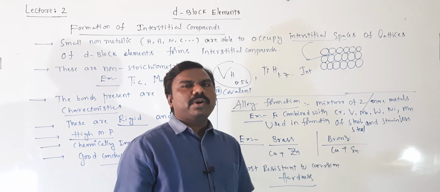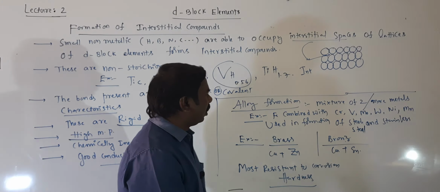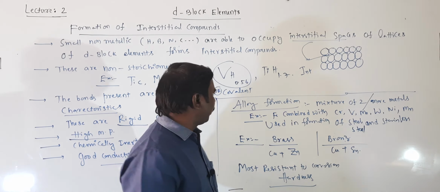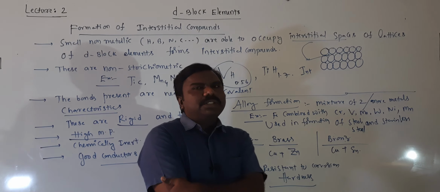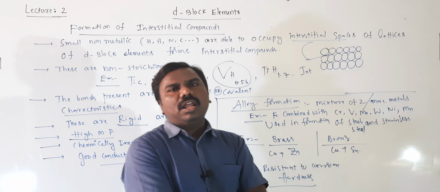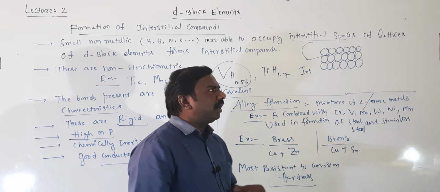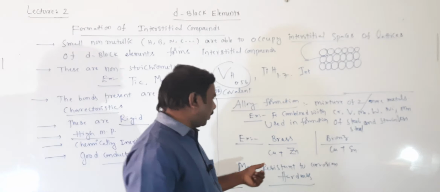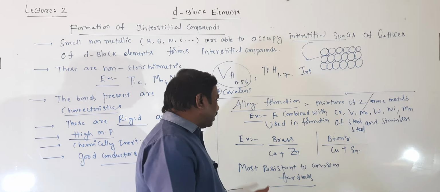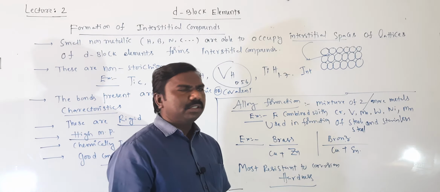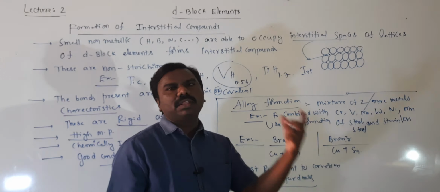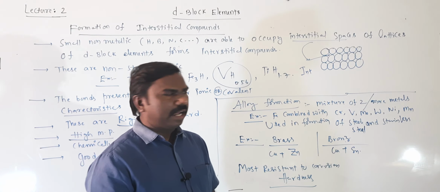The last property of the d block elements is alloy formation. A mixture of two or more metals is called an alloy, we know already. So why are alloys required for us? To prevent corrosion and to increase the hardness of our compound. So we will mix one metal with another metal, then forms an alloy.